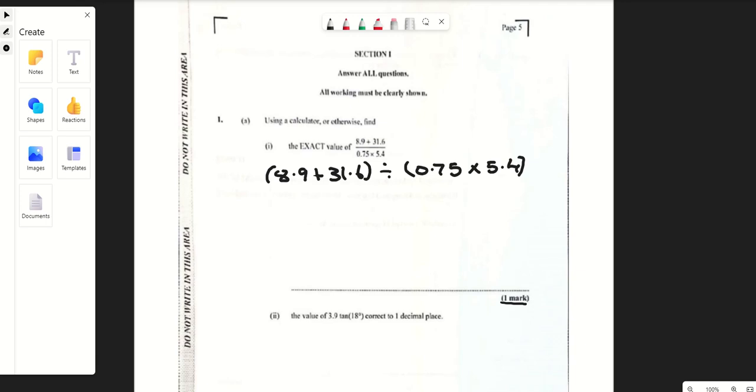You would have done the top first, 8.9 plus 31.6, right? And then do the bottom part, which is the multiplication, 0.75 multiplied by 5.4, and then divide the two answers that you get. When you put this in your calculator, the answer is 10. And that is how you would do this question on your calculator.